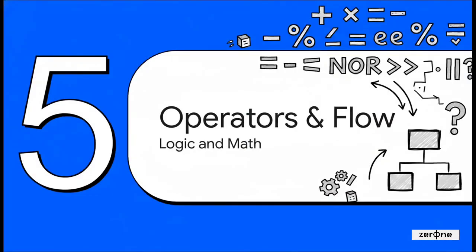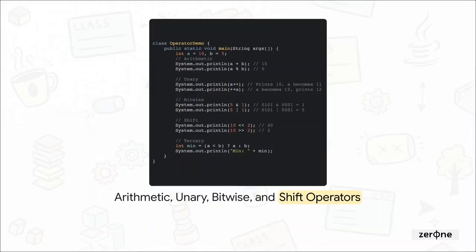Let's move on to operators and control flow. Now that we have variables sitting in memory, how do we actually manipulate them and make our programs do work? Let's see some of these operators in action. Your arithmetic operators are just standard math, plus, minus, modulo. But look closely at the unary section.